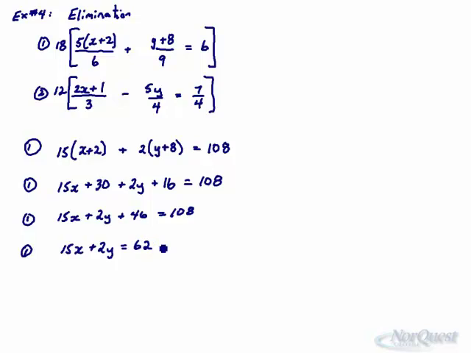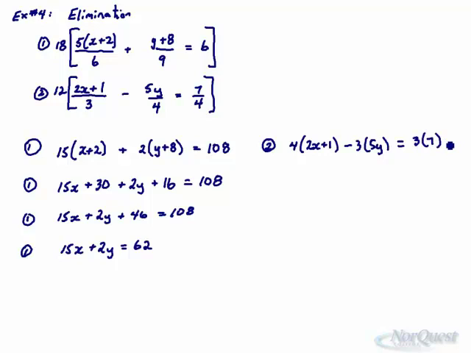There's equation 1, simplified. I'm going to do equation 2 on the right. Again, multiply by 12, so 12 divided by 3 will give me 4 times the top, which is 2x plus 1. 12 divided by 4 will give me 3 times the top, 5y, and that is equal to, again, 12 divided by 4, which will be 3 times 7.